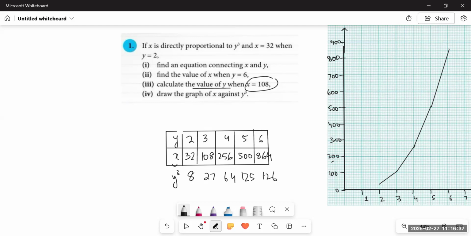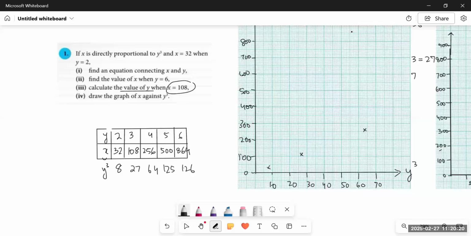So the graph would be just like this. You will plot this graph like this. The values of y cube would be plotted as 10, 20, 30, 40, 50, 60, 70 now, and the values of x would remain the same. And we will plot the points like this. That is, for y cube as 8, the value of x is 32.